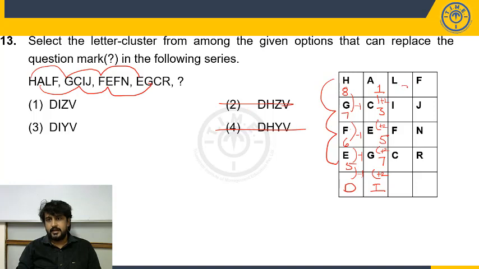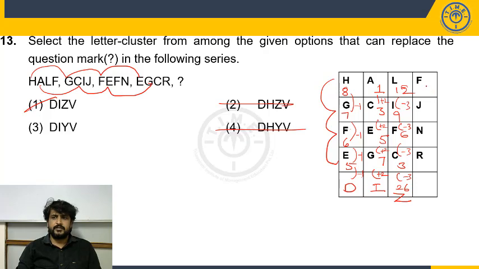Next, L is 12, I is 9, F is 6, C is 3. So what is the logic? Minus 3. 12 minus 3 is 9, 9 minus 3 is 6, 6 minus 3 is 3. So 3 minus 3 is 0, or 26. So which is that letter? Z. So that is choice 1.